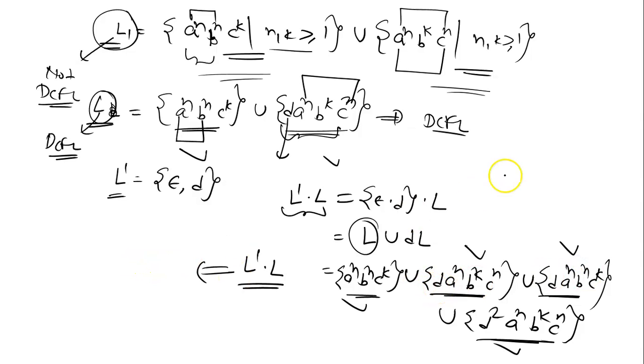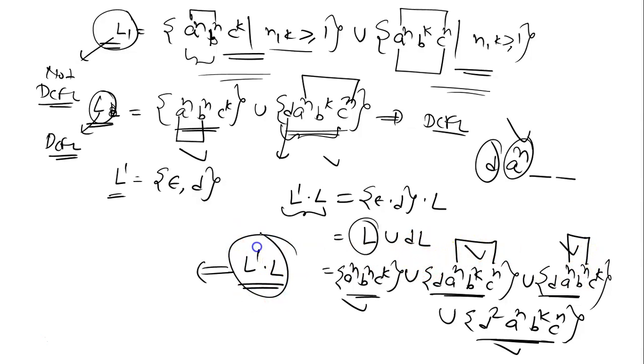Basically, if your string starts with D, let's assume your string is D and then some a power n, and we don't know what is this, what is this. Now if your string is starting with D, I don't know. So of course I will push all the A's, but now I don't know whether to check A power n with C power n, or whether to check A power n with B power n. So that is why I can say that this LDAS dot L, this is not DCFL.